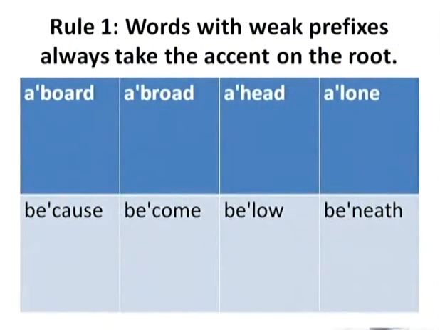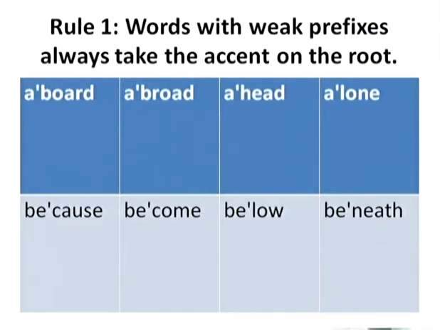Now the first rule that we have, as you can see on your screen, is that words with weak prefixes always take the accent on the root. I'll say it once more. Words with weak prefixes always take the accent on the root. Please remember the pronunciation of prefixes. Words with weak prefix or prefixes always take the accent on the root. Okay, what does that mean?